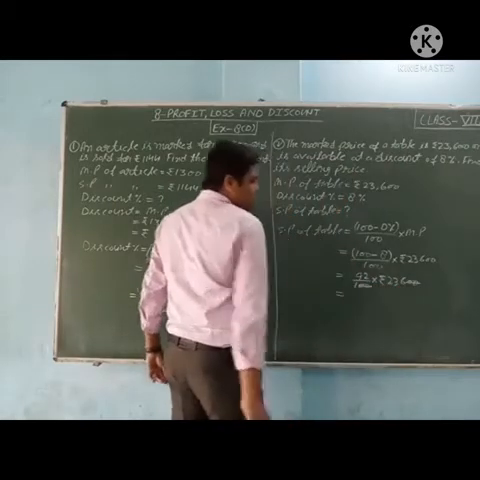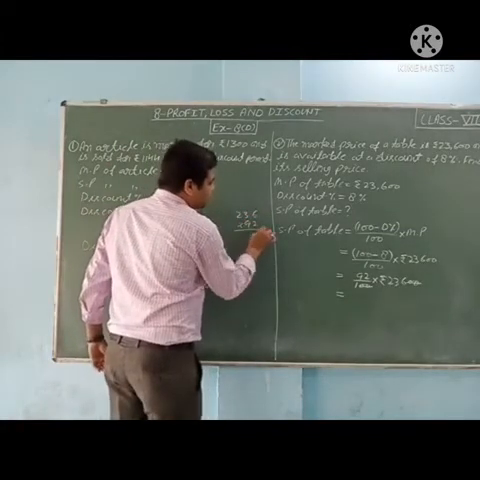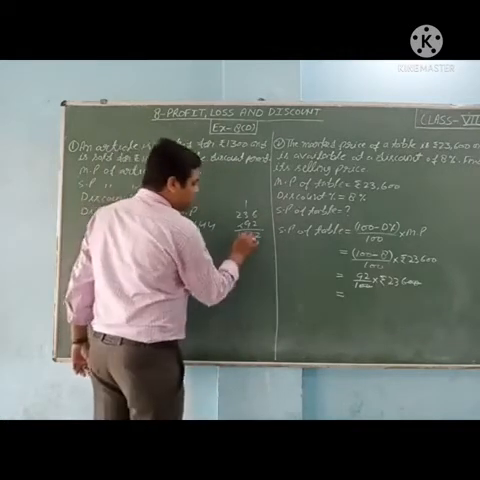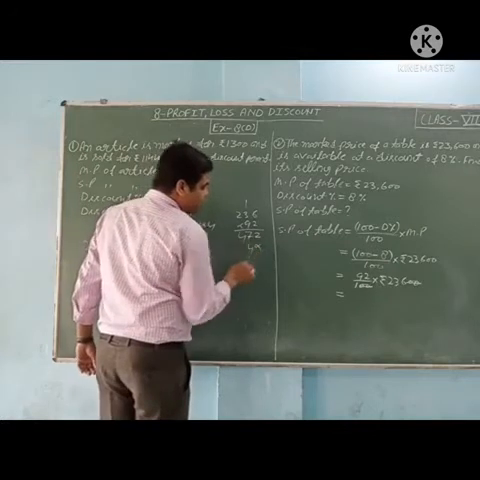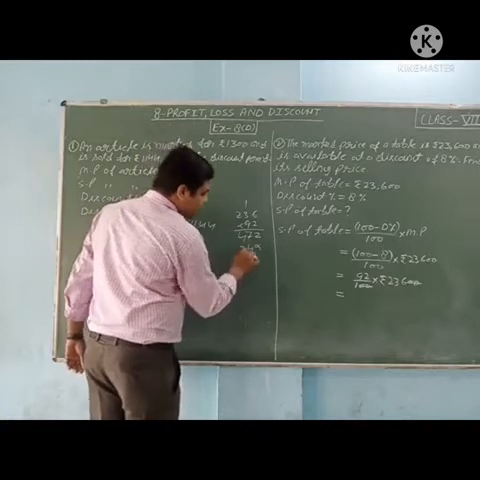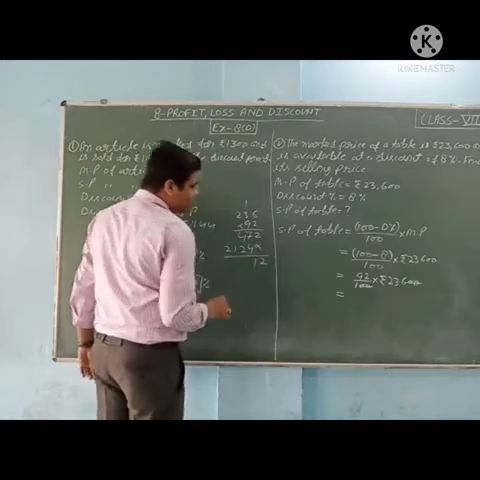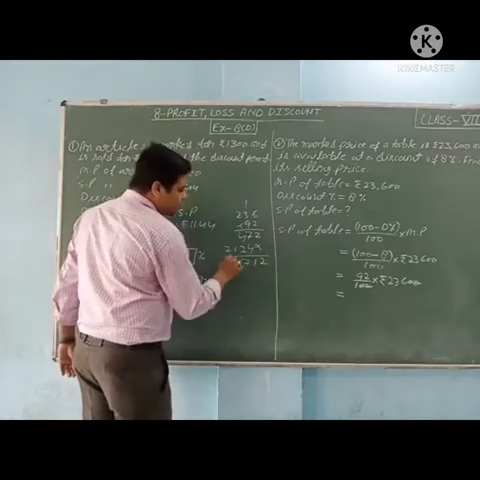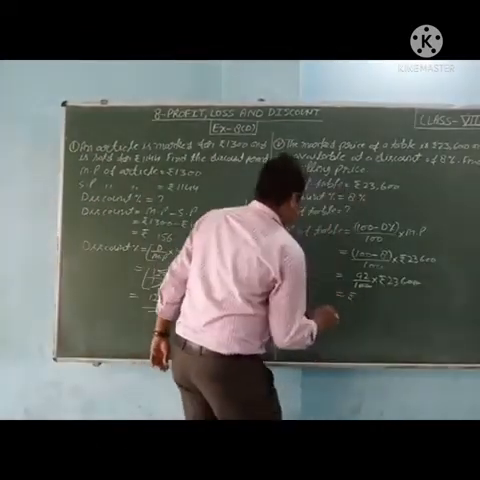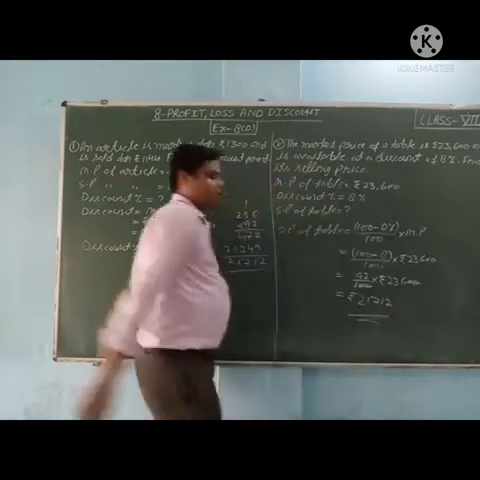Now 92 multiply 236. So 236 multiply 92. 2 6s are 12, carry 1, 2 3s are 6, 1 is 7, 2 2s are 4. 9 6s are 54, 5 carry 9, 3 9s are 27 plus 5, 32, 3 carry 9, 2 9s are 18 and 3, 21. So 21,712. So the selling price of table is coming rupees 21,712.